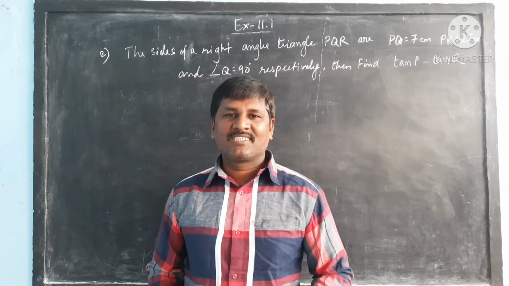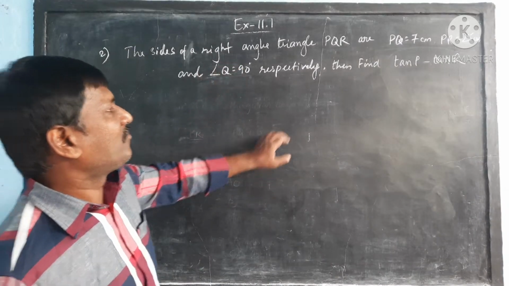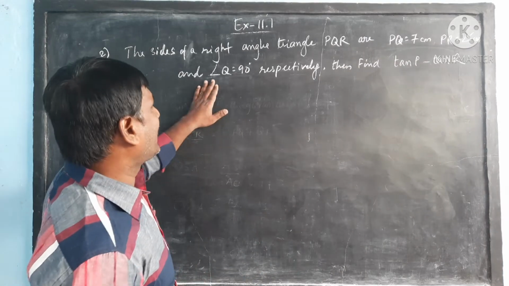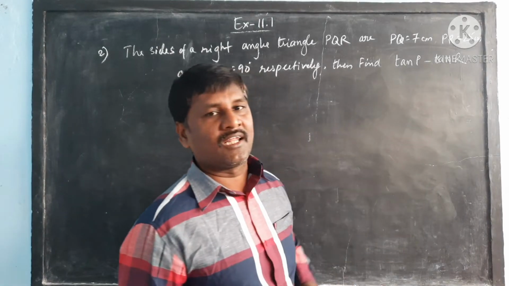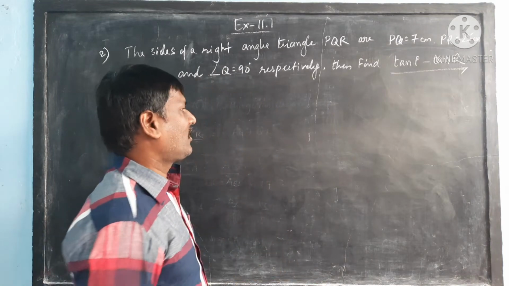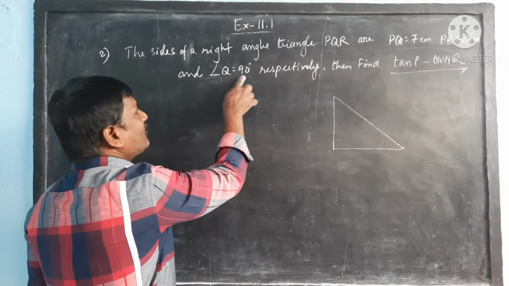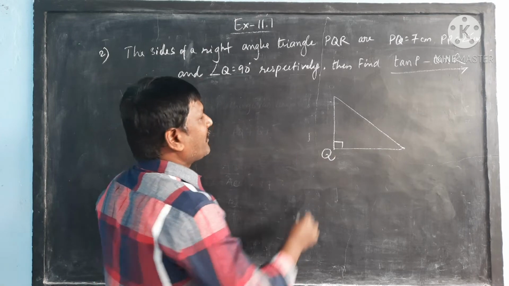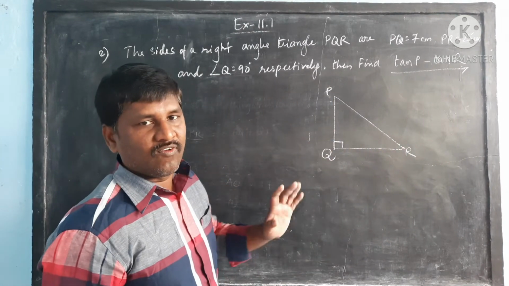Now let us read the second question of exercise 11.1. The sides of right angle triangle PQR are PQ is equal to 7 cm and PR is equal to 25 cm. Angle Q is equal to 90 degrees. Then find tan P minus tan R. Now let us draw a right angle triangle PQR in which angle Q is equal to 90 degrees. As it is the right angle, it will be Q. The remaining two vertices are P and R.